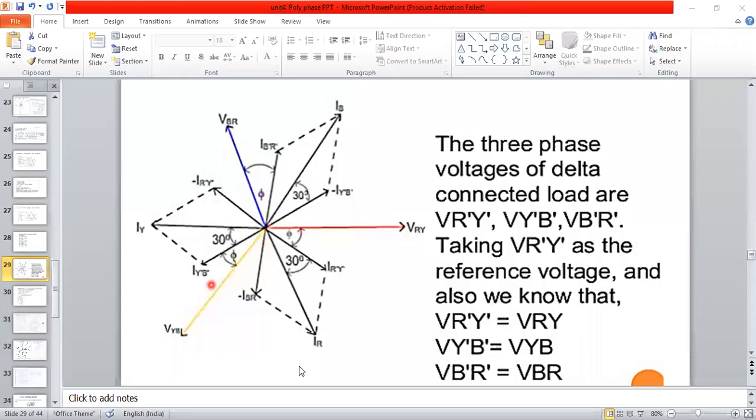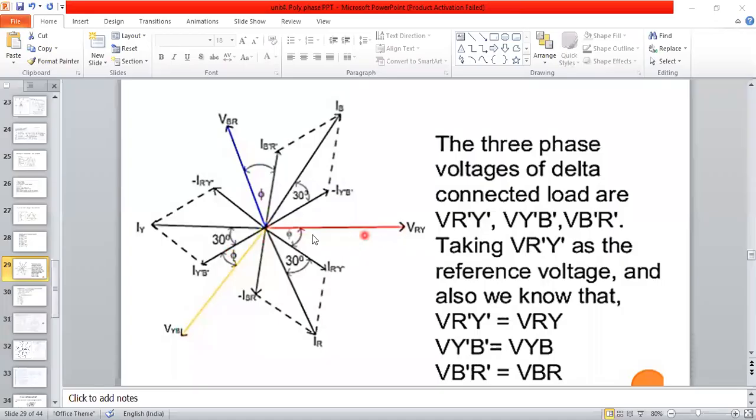So in the anti-clockwise direction, first voltage will come, next current will come. Similarly, after 120 degrees of this voltage, we will draw the next voltage, VBR. So when VBR is drawn, next we have to identify the phase current IBR, which lags VBR by an angle of phi here. Is it clear? Voltage, current, voltage, current, voltage, current we have to draw here now.